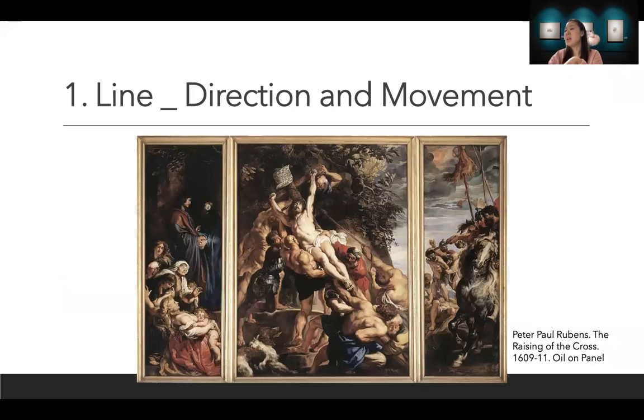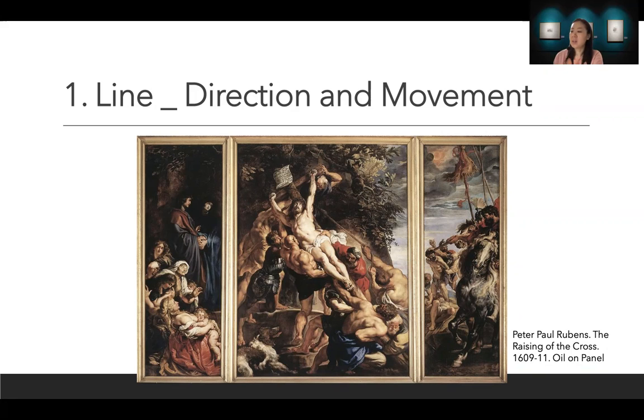So let's see the actual example. This is a Peter Paul Rubens oil painting, The Raising of the Cross. This is a Baroque style painting in the 17th century. The Baroque art movement arose after the Renaissance during the age of colonial settlement. And Baroque art features show motion, emotion, turbulence, grandeur, and contrast. So it looks very dynamic, right?